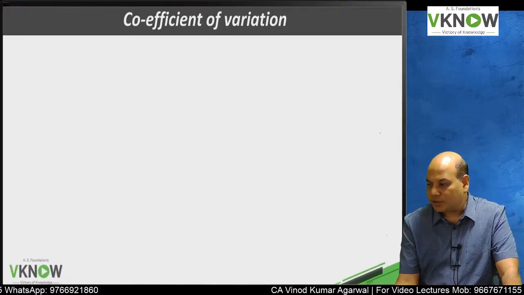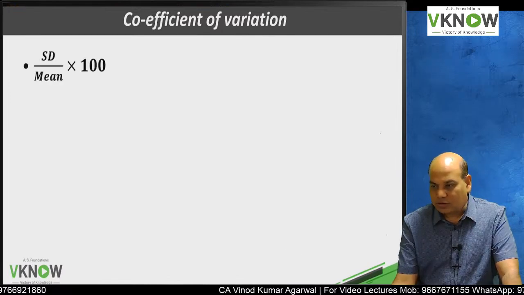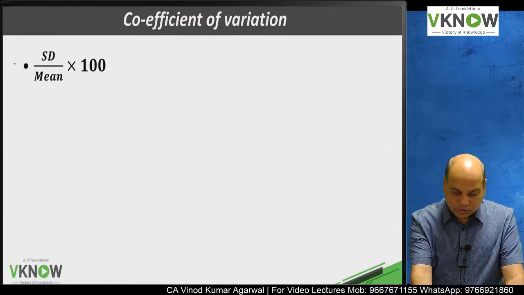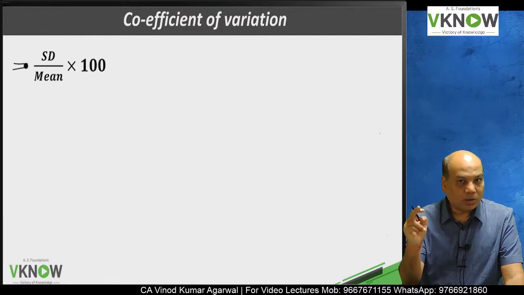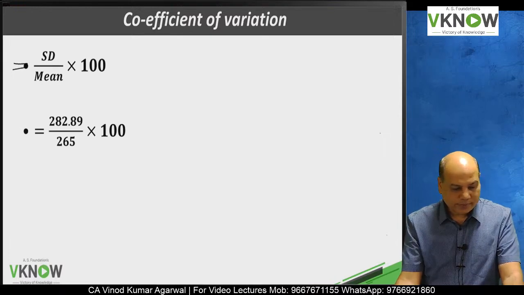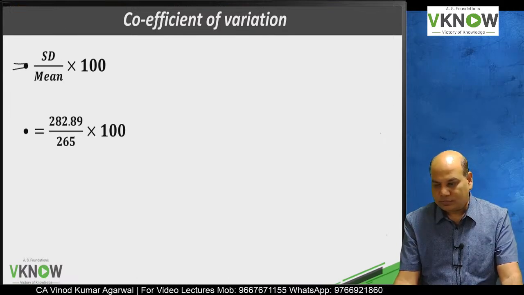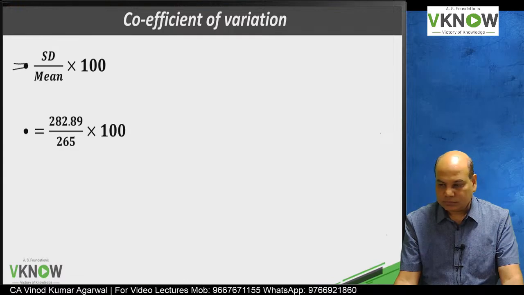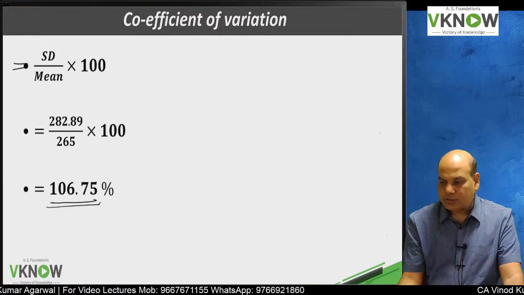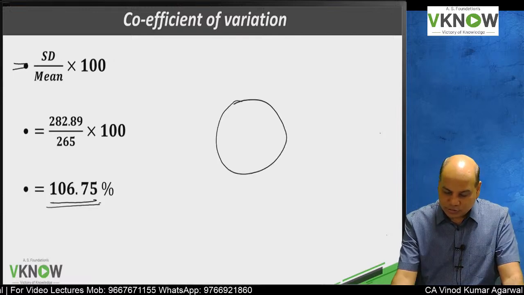Now write down coefficient of variation. Next calculation: coefficient of variation is equal to standard deviation upon mean into 100. Standard deviation 282.89, mean 265, into 100. That comes to 106.75. And what is your tolerance limit?